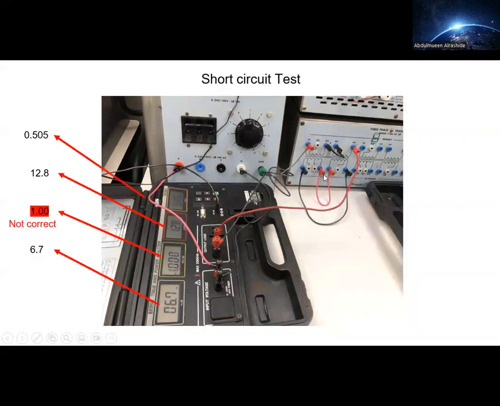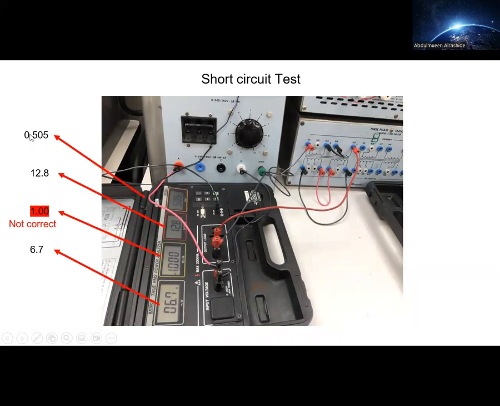Now for the short circuit test, this is the short circuit test. It's the same connection. The A is going to the input, neutral is going to the input, and the output is connected to the primary and secondary, and this is a short circuit test. This is one of them.